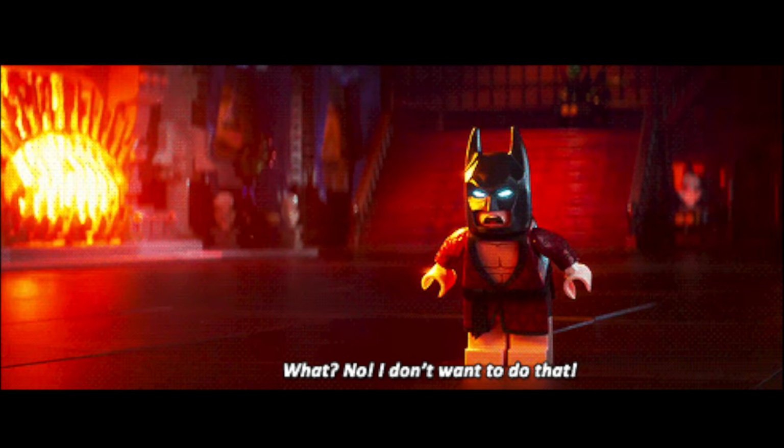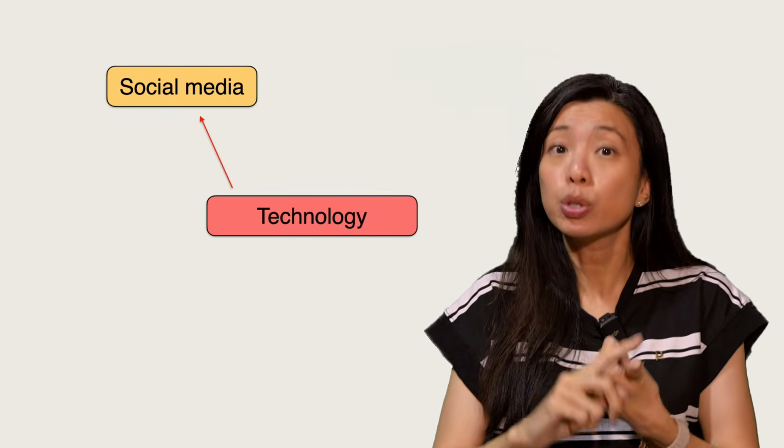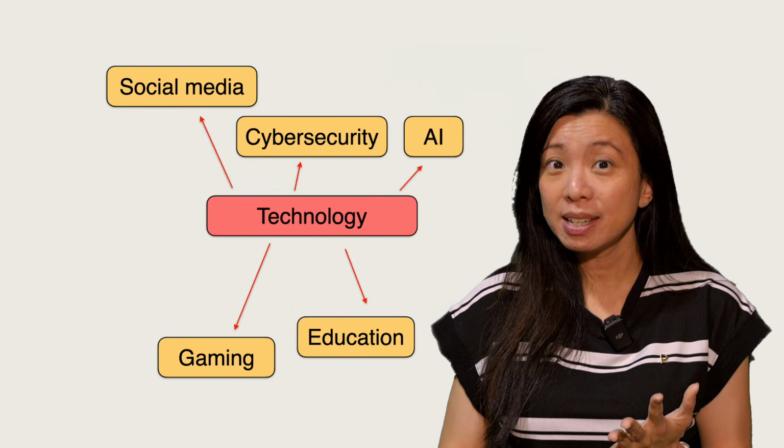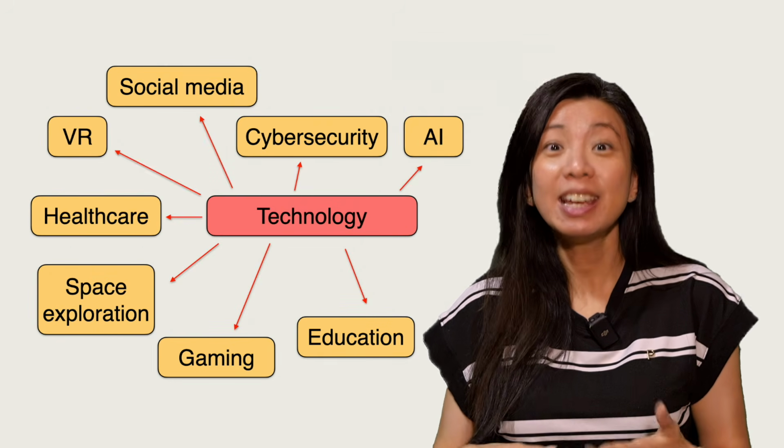So you may be asking now, why should I do that? Because many topics actually overlap. For example, the topic of technology. It can be linked to social media, cybersecurity, artificial intelligence, education, gaming, space exploration, healthcare, virtual reality, and so on.